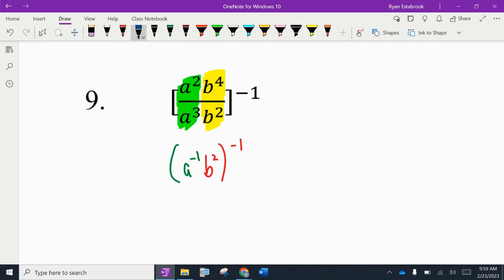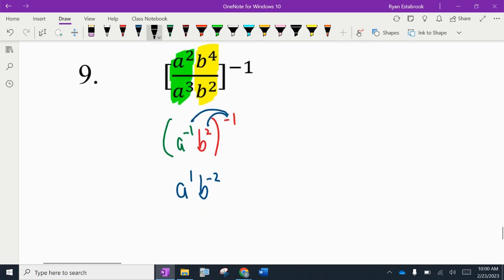Because it's taken to a higher power, this is when we multiply those. -1 times -1 is 1. For the b values, 2 times -1 is -2. Is a to the 1 okay? Sure. Is b to the -2 okay? No, the negative has to move. Where does it move? To the bottom, where it then becomes positive, and there we get a over b squared.